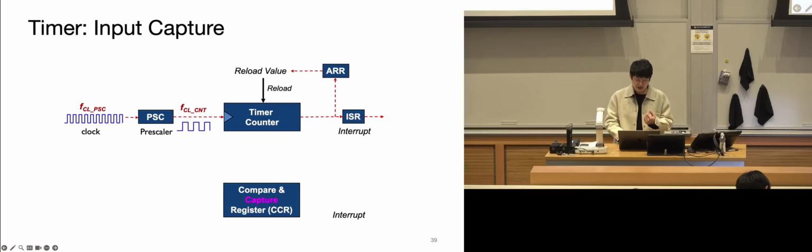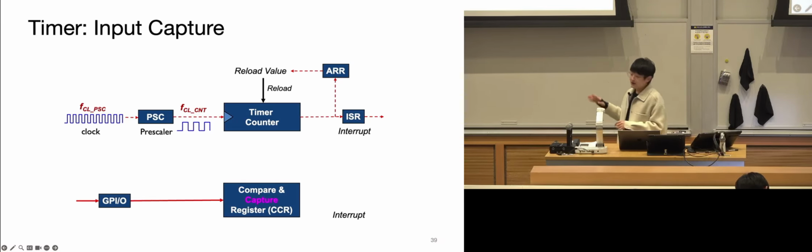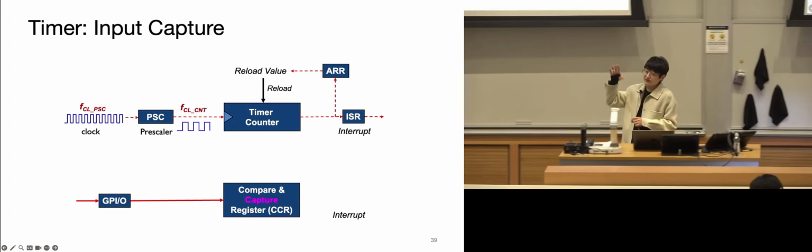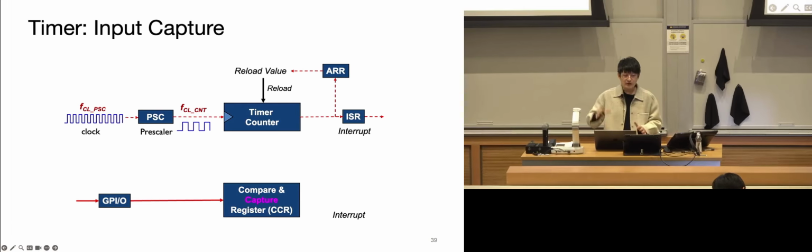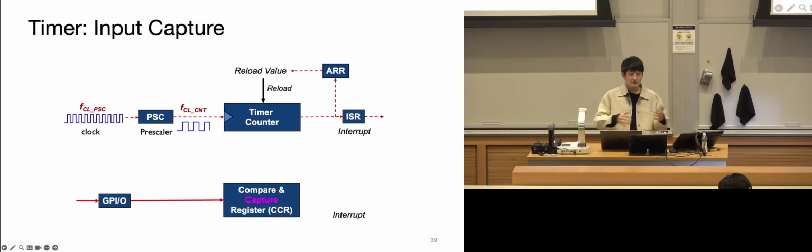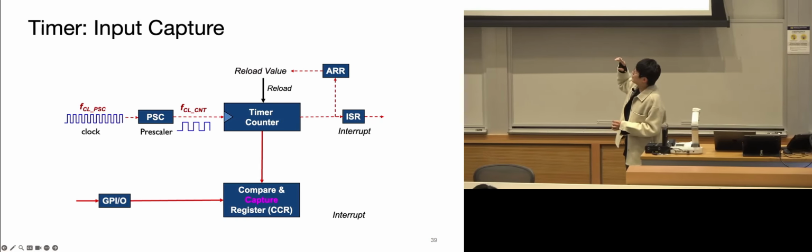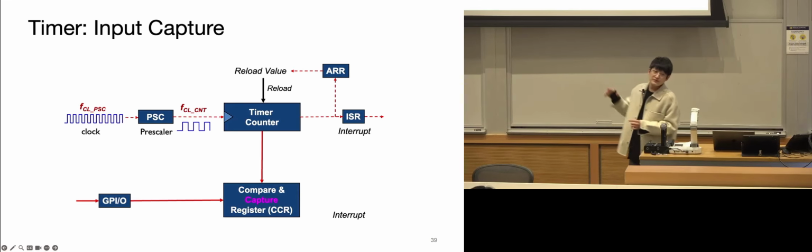We also have a compare and capture register, the CCR. It will handle the input from the GPIO, for example in the capture mode. If that comes in, it compares the value with whatever value you set. If they match or don't match, depending on how you set it, it can also trigger an interrupt. So the value will be compared with the counter value that's been counted towards.